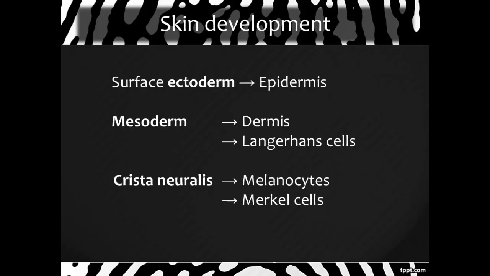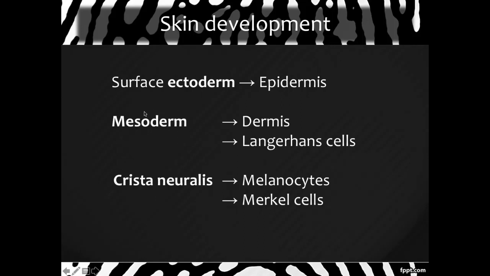So now we will talk about the development of skin. We've mentioned that the epidermis comes from the surface ectoderm, and of course all the appendages of the epidermis, the derivatives such as the glands and the hair follicle, come from the epidermis, so from the surface ectoderm.